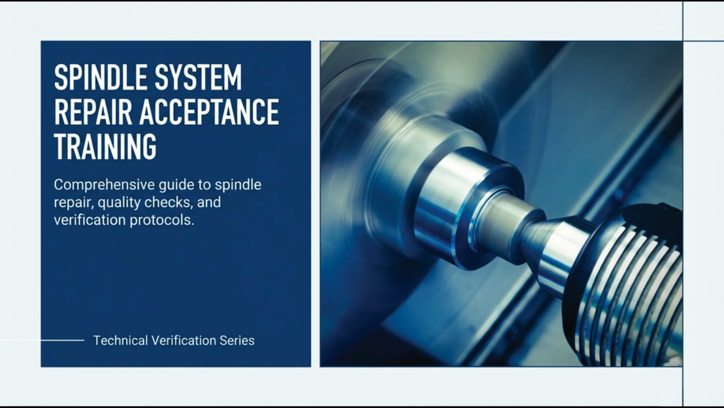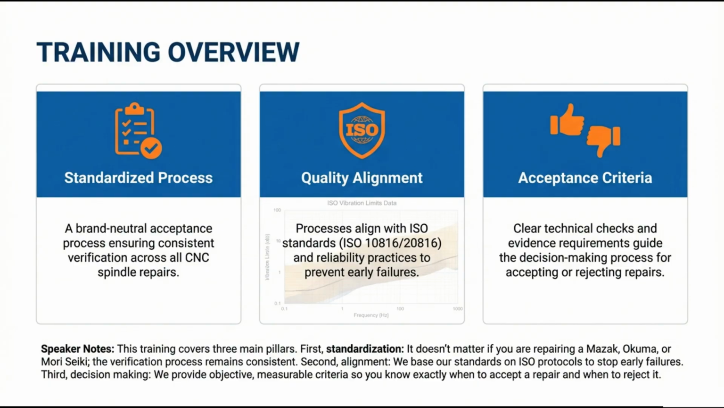This comprehensive video provides a guide to spindle repair, quality checks, and verification protocols, focusing on technical verification. This training covers three main pillars: a standardized process for consistent verification, quality alignment with ISO standards to prevent early failures, and clear acceptance criteria for objective decision-making.